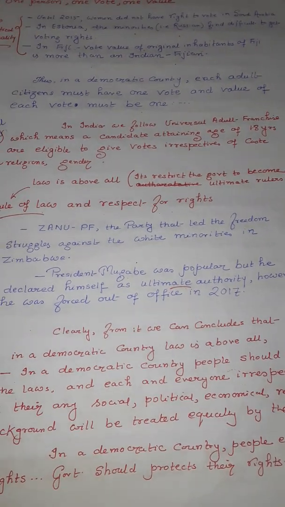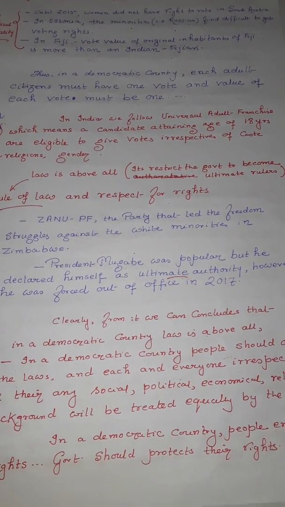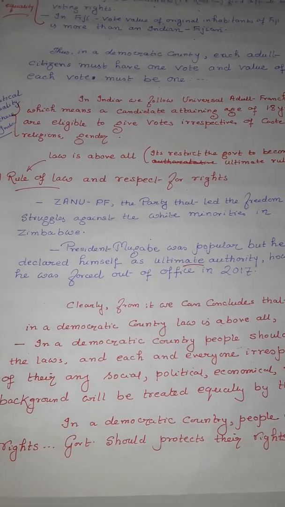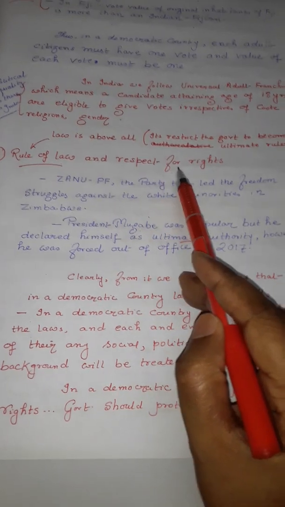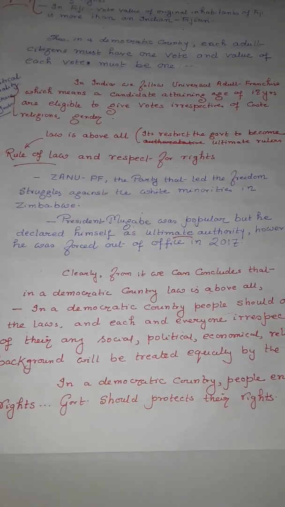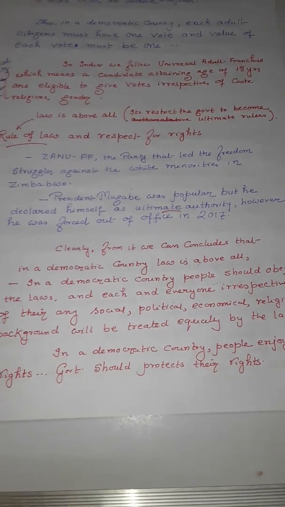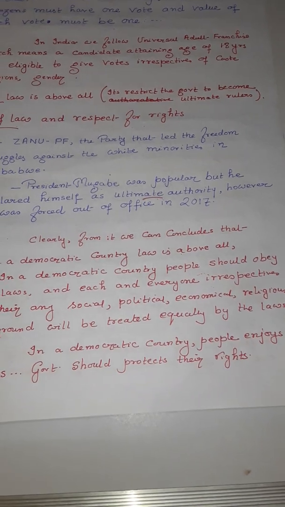That means a candidate who has attained the age of 18 is eligible to vote irrespective of caste, religion, or gender. Now, the fourth topic about features of democracy is rule of law and respect for rights. What do you mean by rule of law? Rule of law means law is above all. Even the government is bound to obey the law. Through rule of law, we can check the arbitrary actions of the government.